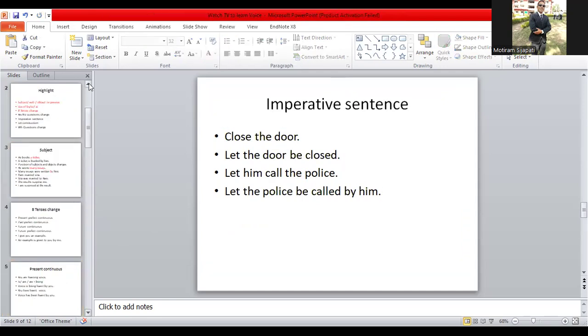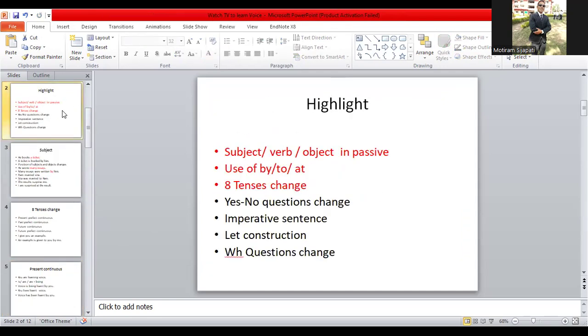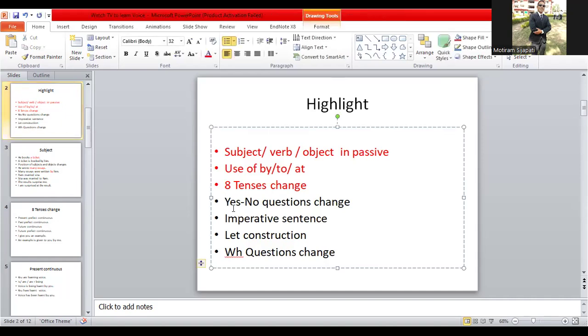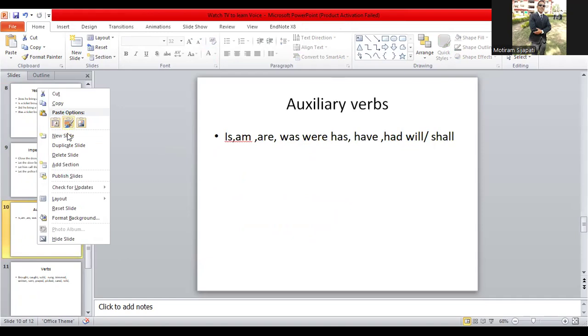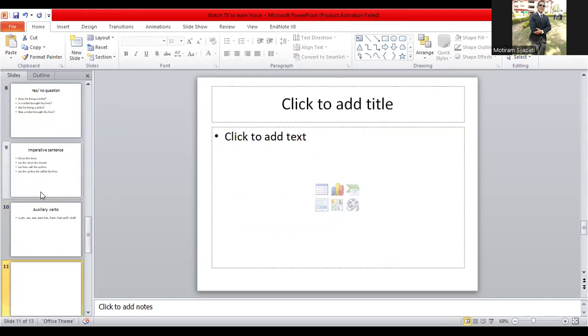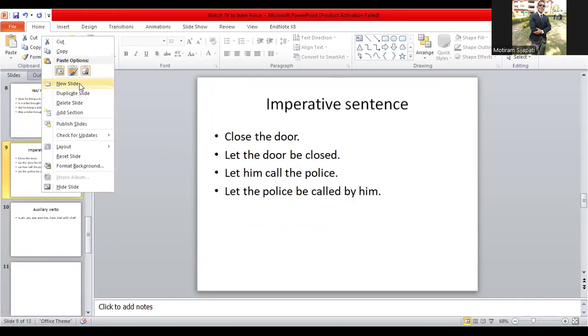So in the highlight, what other thing did we mention? Yes/no question, imperative sentence, let construction. Now I'm going to enter the WH question. After that, we'll be practicing some questions together, okay? WH questions mean questions which start with W or H.